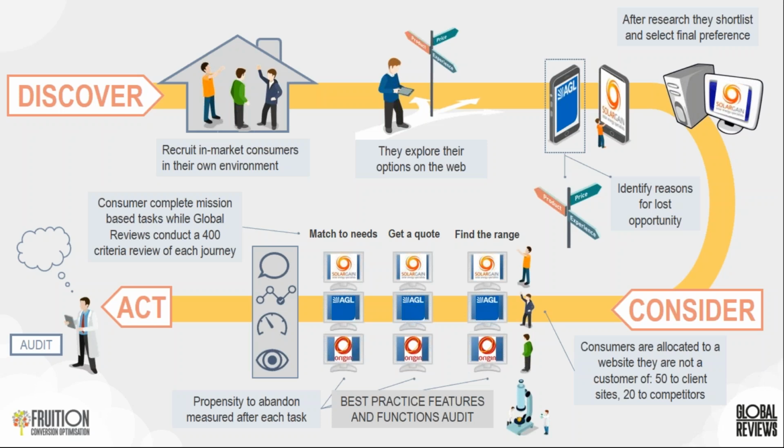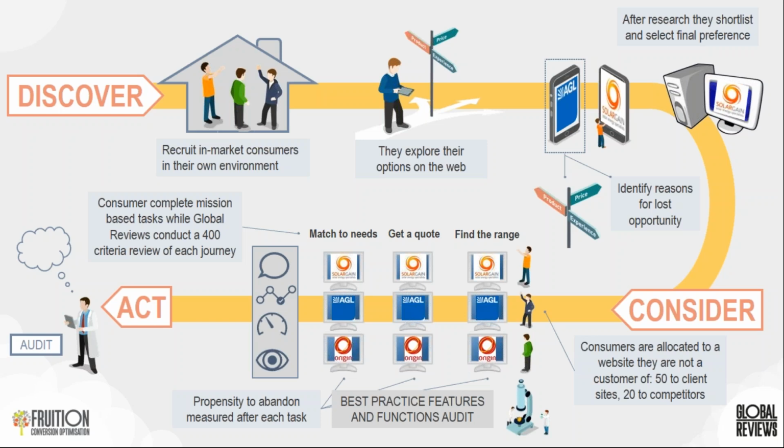Then we take that sample and split it, and give each a provider website to go onto to conduct the consider stage. They don't go onto the website that they're already a customer of, so that there's no bias and no initial expectations being set. We normally have 50 on our client sites and 20 on our competitor sites. During that consider phase, we ask them to do a number of tasks. They start off quite broad, and then get more and more specific as they go through. Those tasks look at finding the range, getting a quote, matching to needs. Those tasks differ depending on the provider.